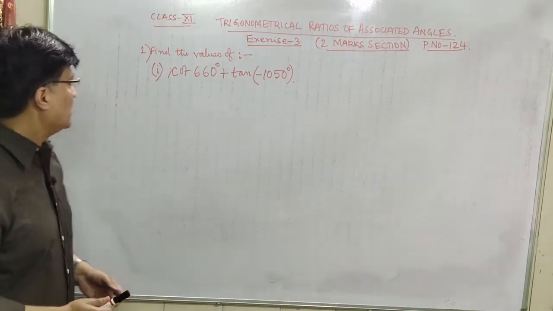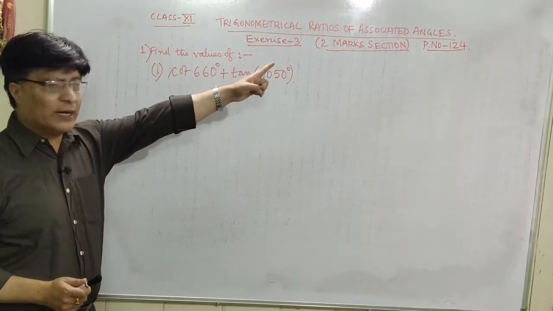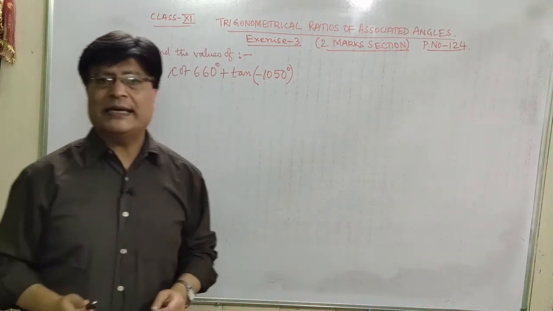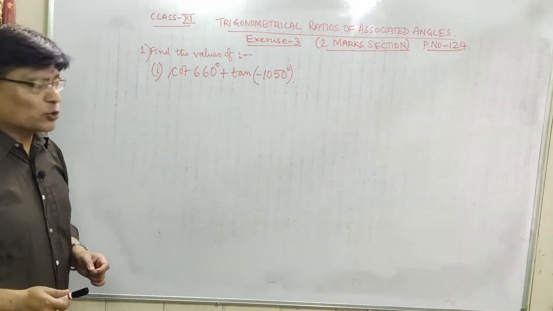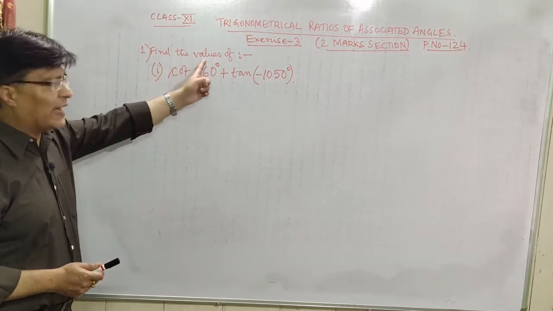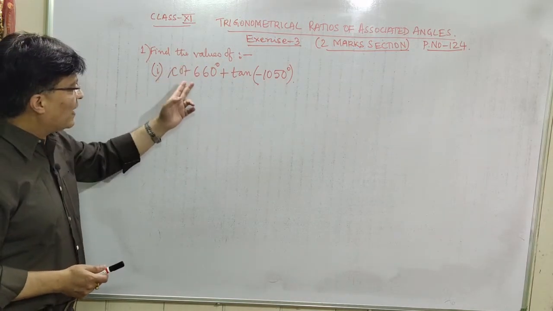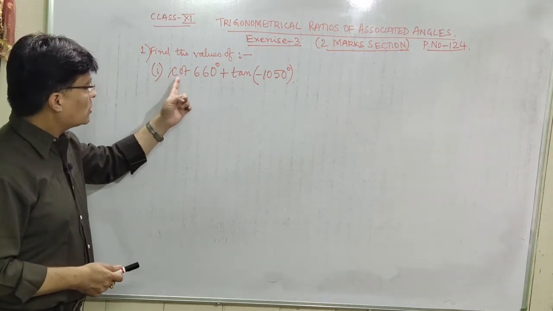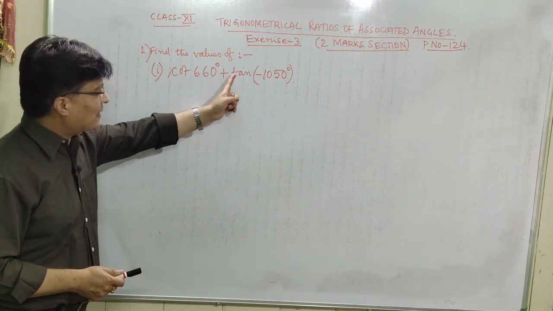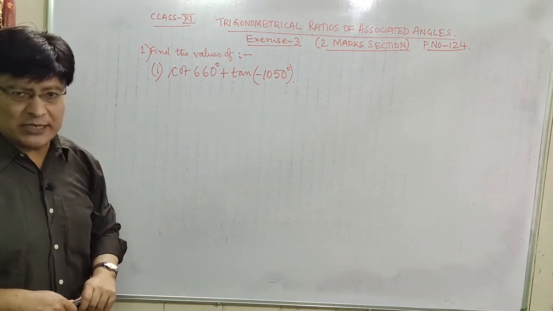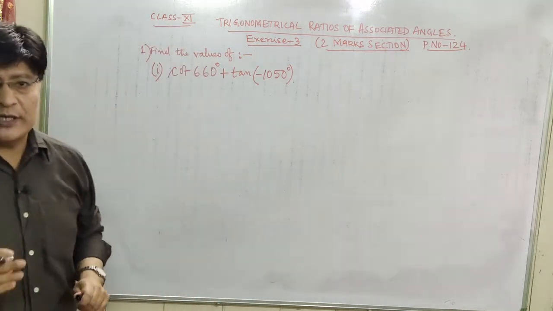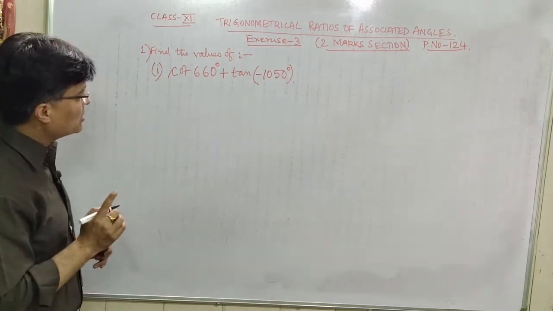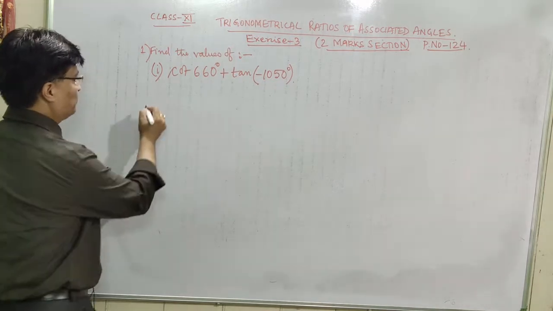Now let's do this question, question number 1. Find the values of. This is the 2 mark section, page number 124 from the book Higher Mathematics for class 11 by Sailendra. You have to find the value of the given expression: cot 660 degree plus tan of minus 1050 degree. So let us find its value using the formula.